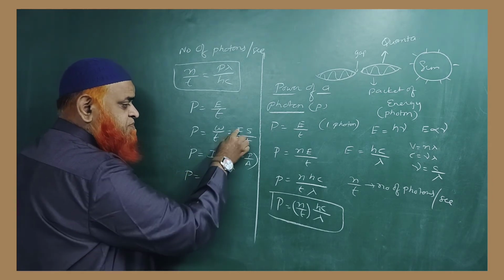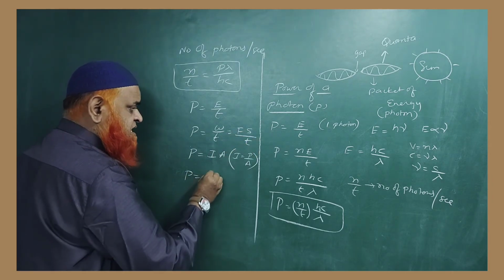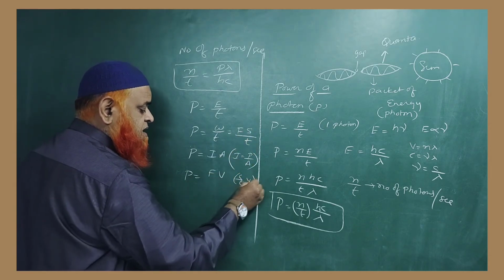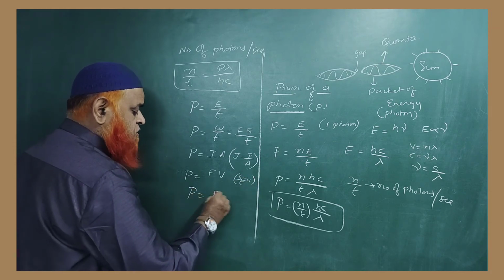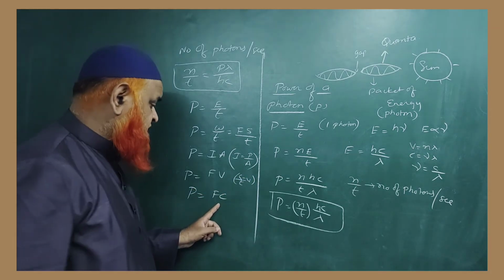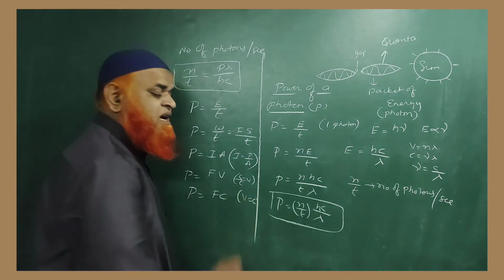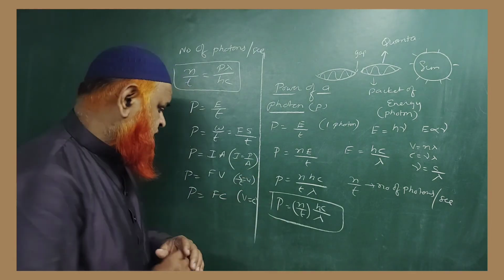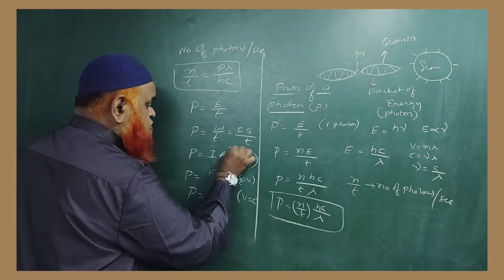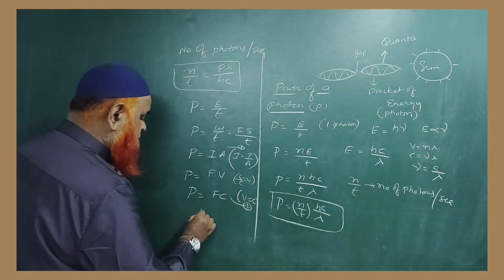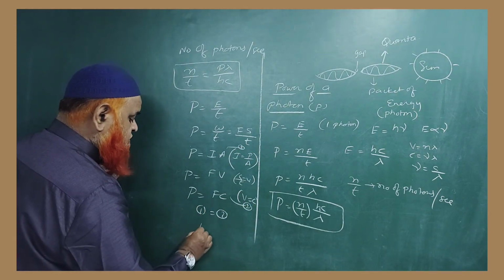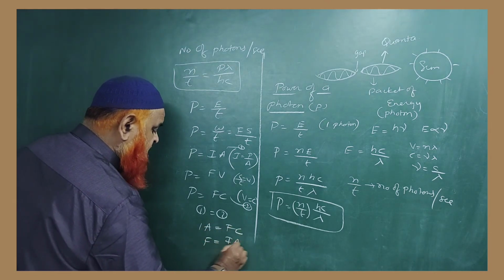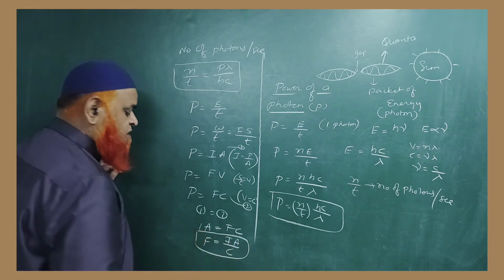Therefore, we can write force into displacement by time as force into velocity, because displacement by time is velocity. But in light, we write force into velocity of light, F into c. Instead of v, we write it as c, because in terms of light, we consider the velocity of light as c, not v. So let us take this as the first formula and this as the second formula. 1 equal to 2. Therefore, I A is equal to F c. Therefore, force can be taken as I A by c. So this is the formula for force.